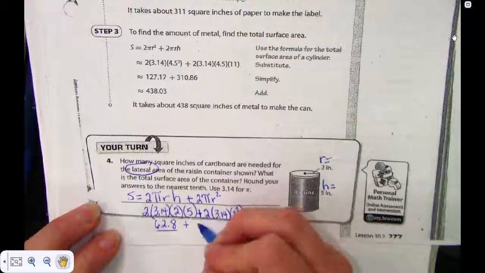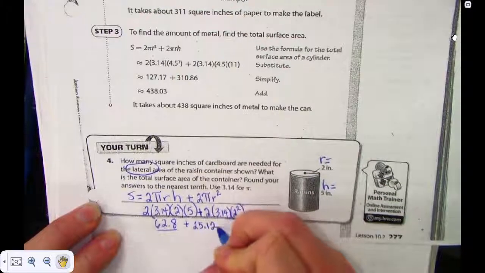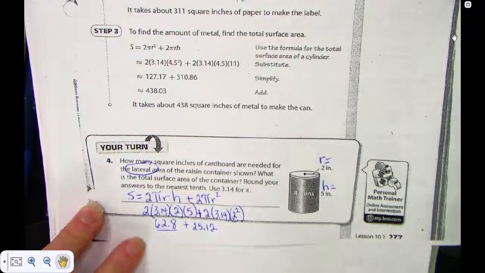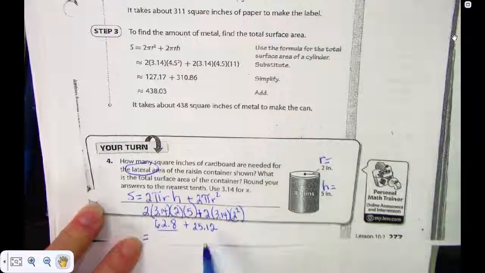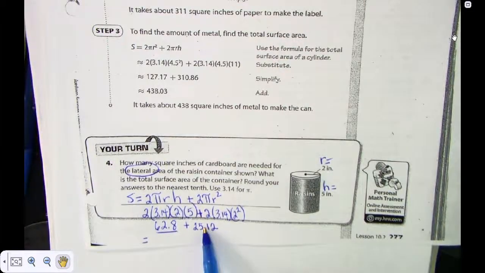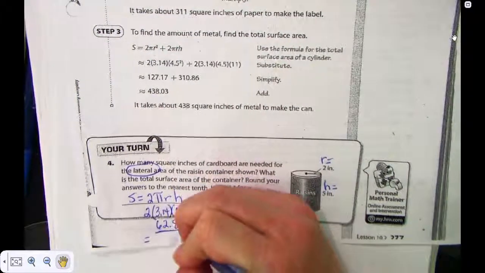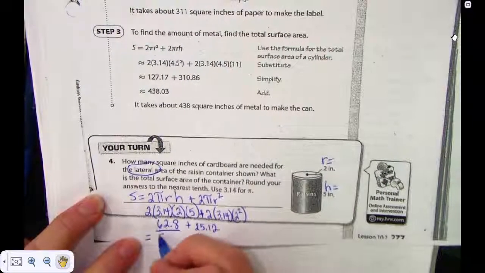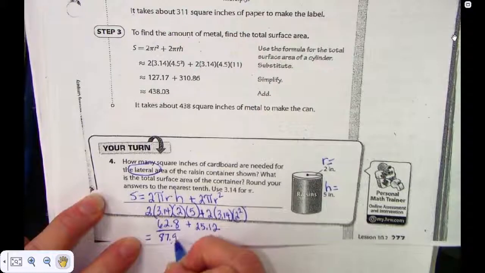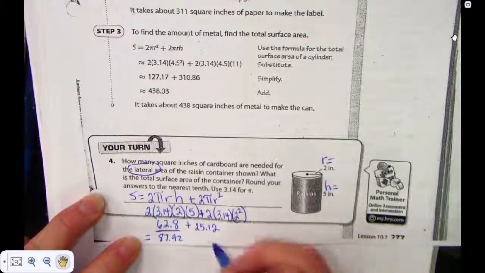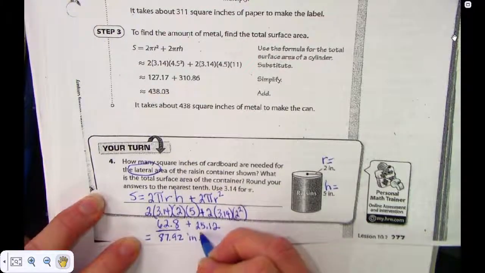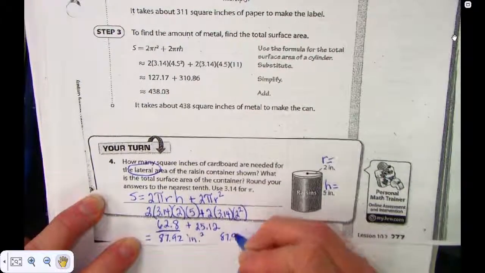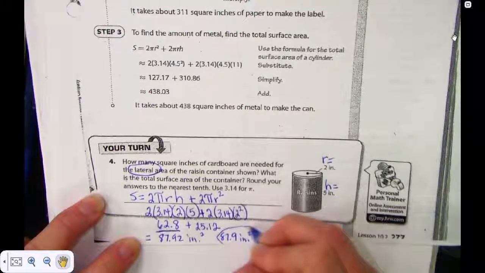What'd you get? 25.12. Did everyone get that? Okay, now, to get the total, they didn't ask us what the area of the 2 circles were. They don't care about that. They just wanted the lateral, and now they want, well, what would the total be? So add those 2 numbers and you get 87.92 inches. Oh, it says round to the nearest tenth. So it'd be 87.9 inches squared would be my answer.